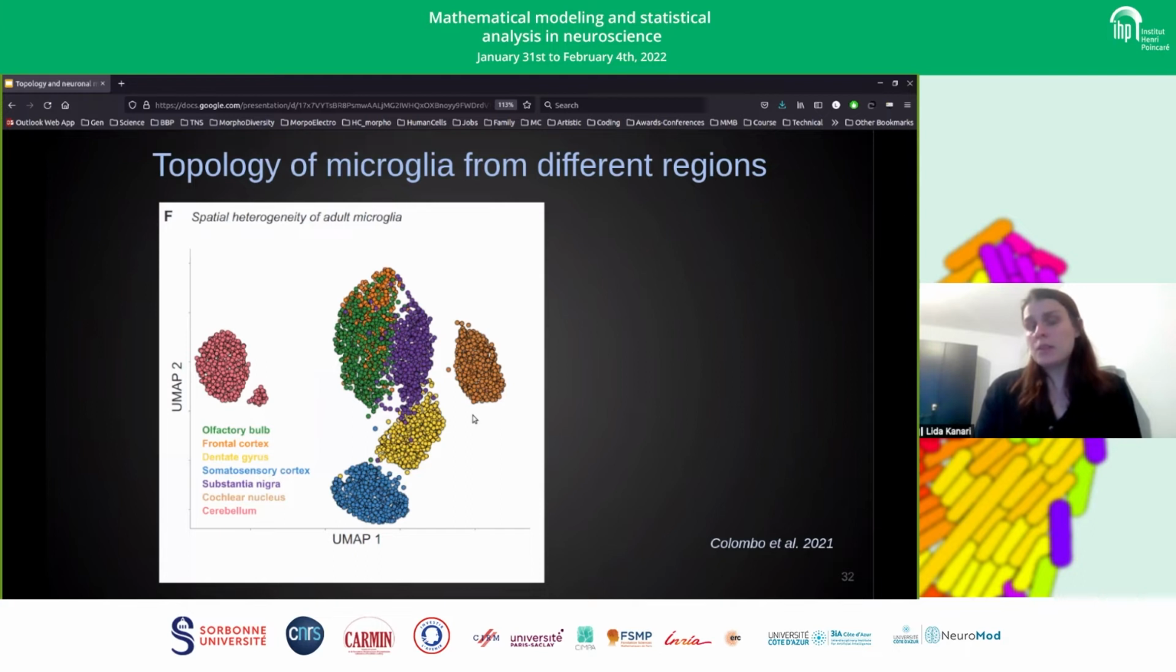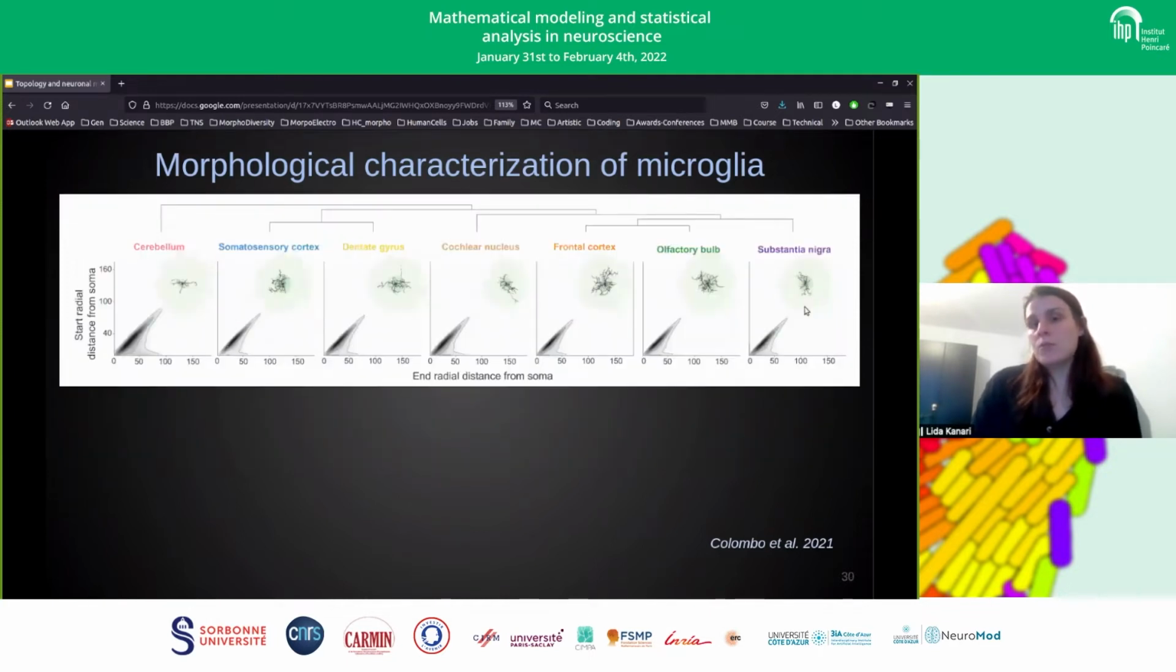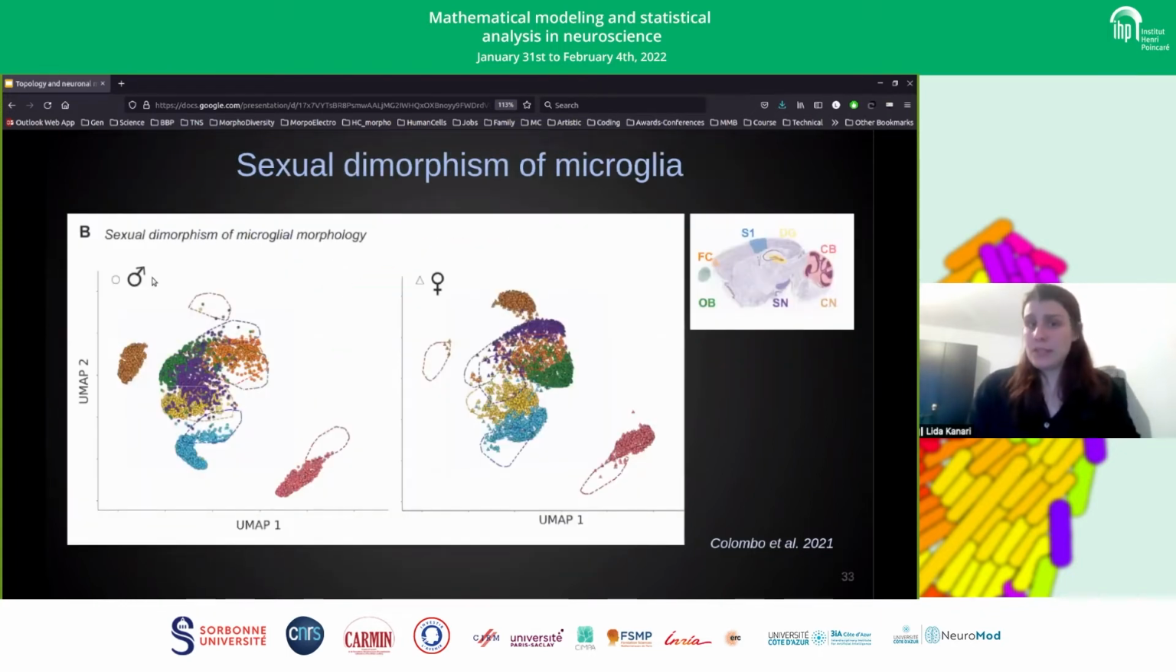And this was something that was expected from this image that you see, because they look very, very different. So if you reconstruct each one of these microglia, you would expect to see a significant difference in their topology. However, this was not clear when you just study the shapes of single morphologies. As you can see here, they don't look that different.